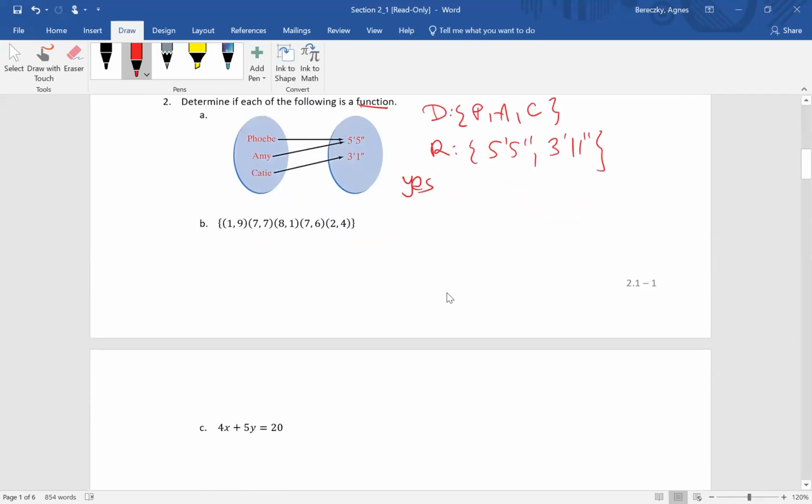The second example, we have ordered pairs. So the domain will be 1, 7, 8, 7 is repeating, and then 2. And our range is 9, 7, 1, 6, and 4, which are the second variables, or the output, or the y values. Since the 7 input goes with the 7 output, but also with the 6, that means this relation is not a function.